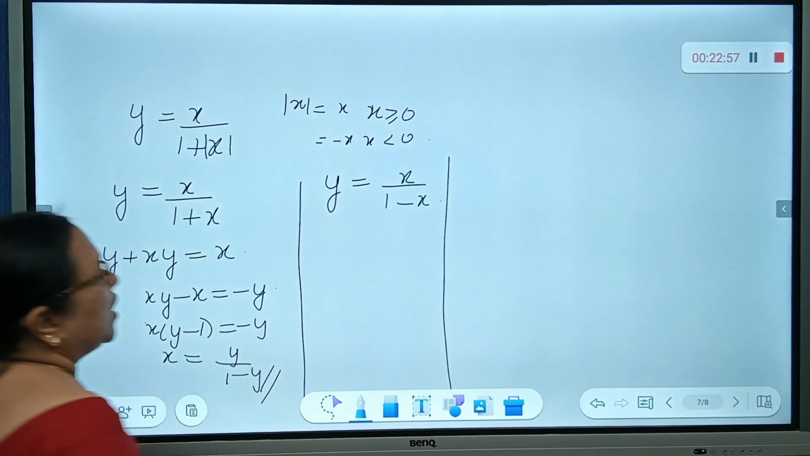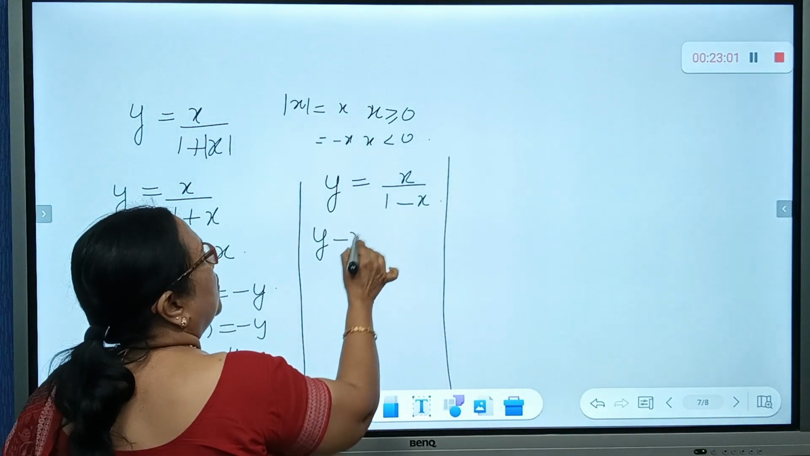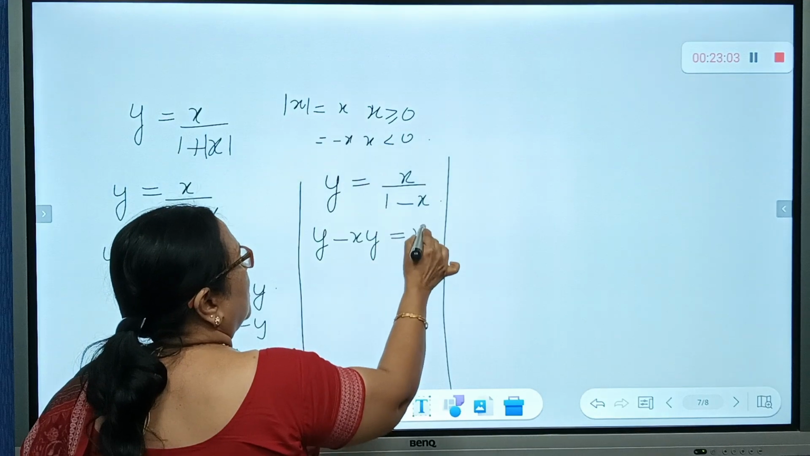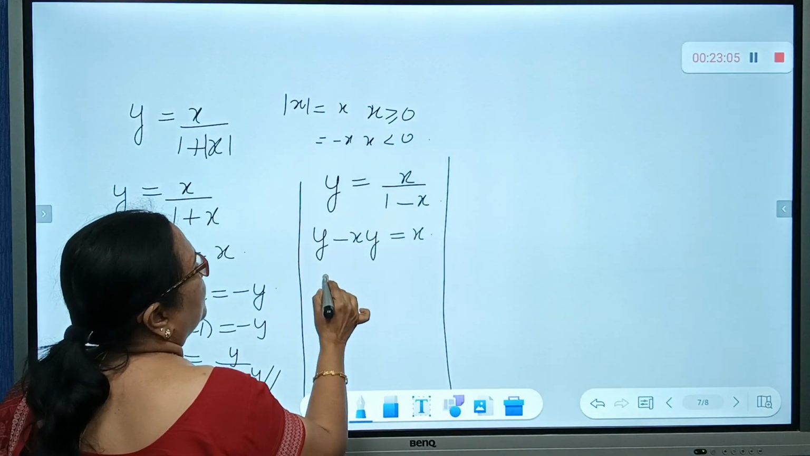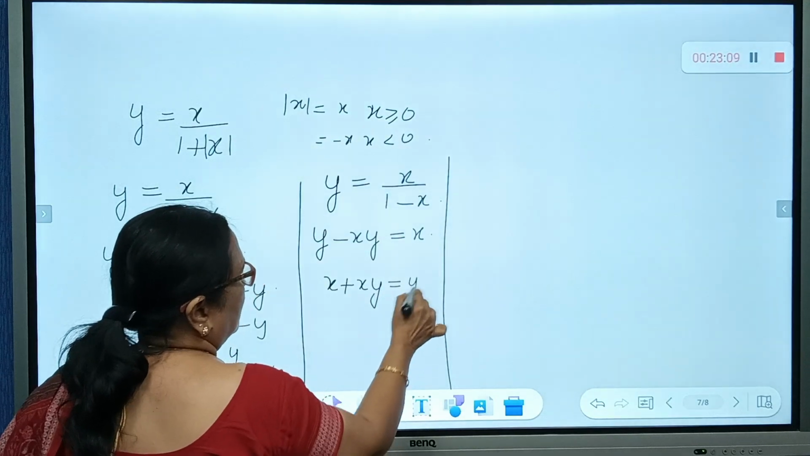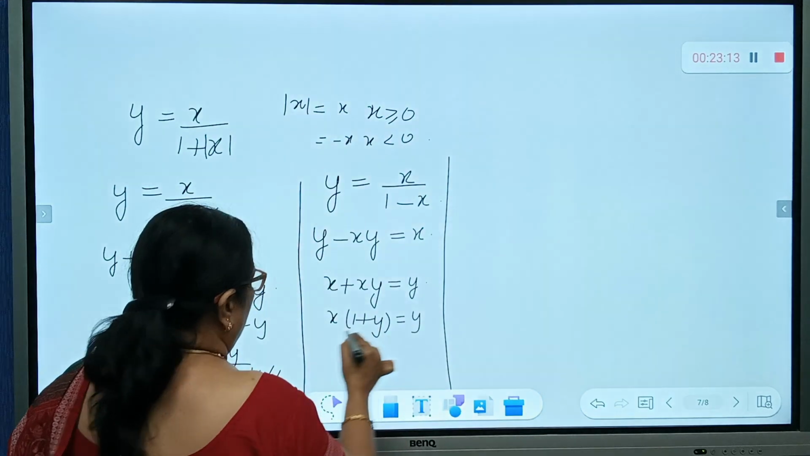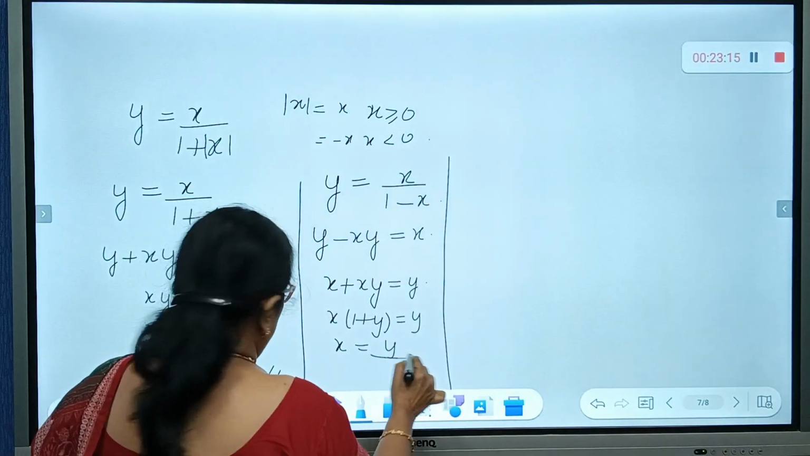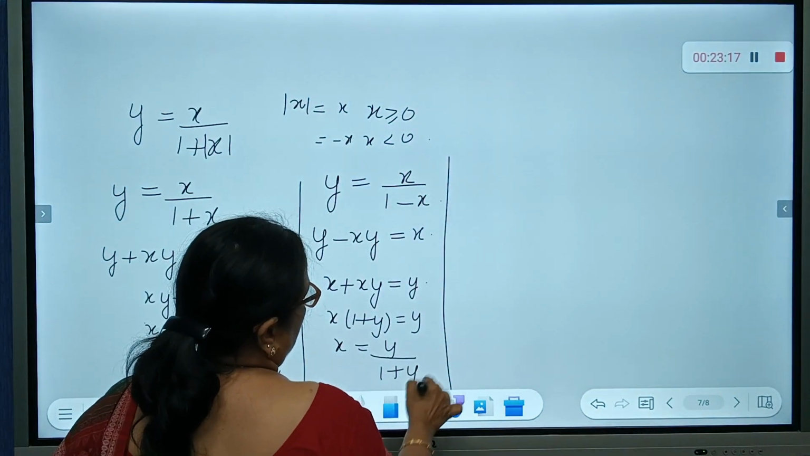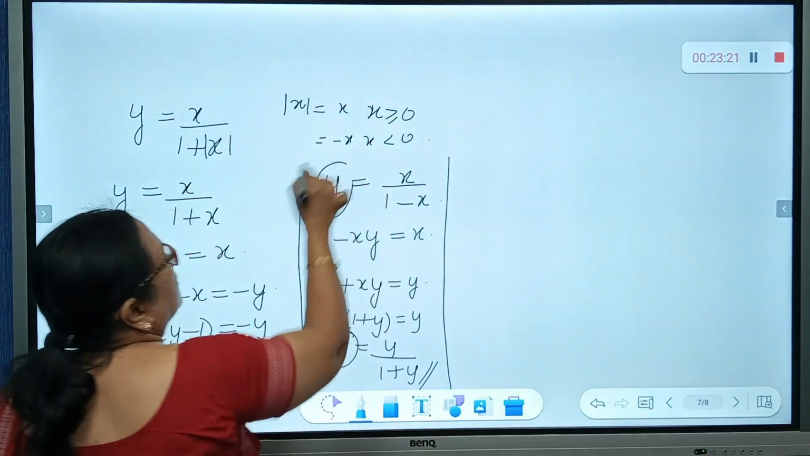In which case, how will you express x in terms of y? y minus xy equal to x. So, x plus xy equal to y, or x into 1 plus y equal to y, or x equal to y by 1 plus y. So, this will be the pre-image for y.